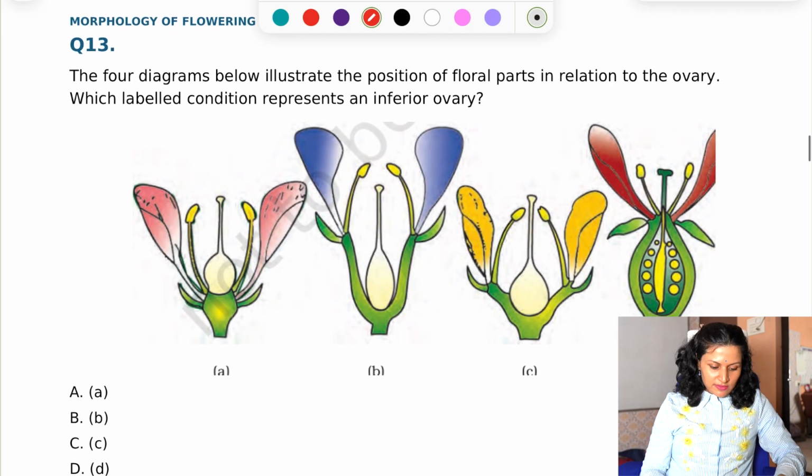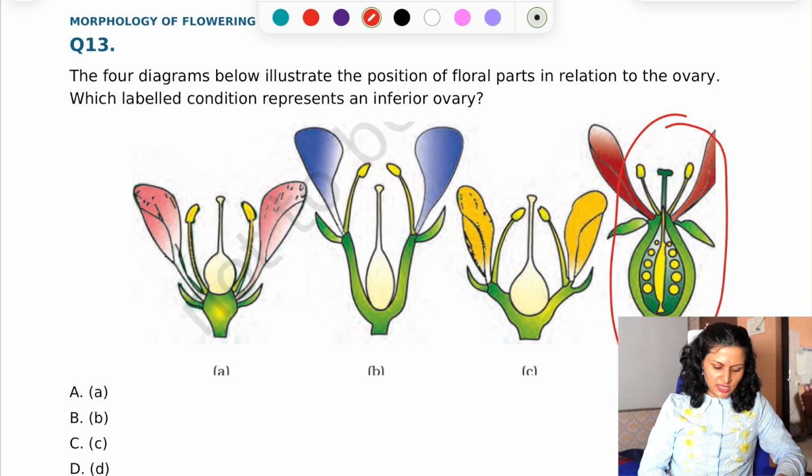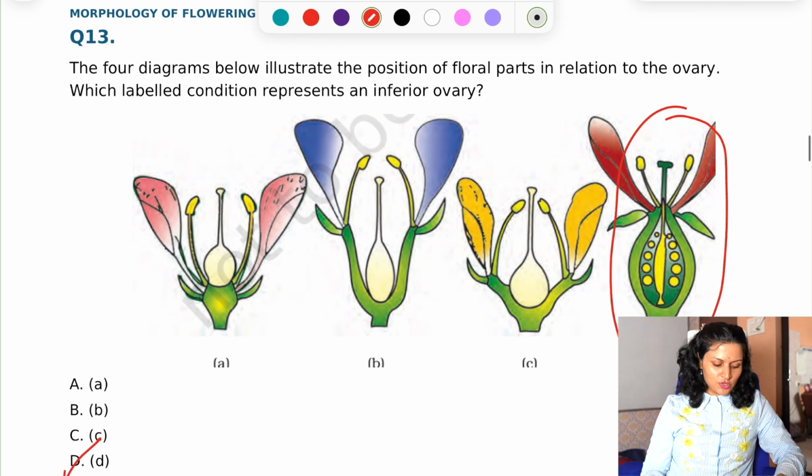Question 13. The 4 diagrams below illustrate the position conditions of floral parts in relation to the ovary. Which labeled condition represents inferior ovary? This is inferior ovary. Option D will be correct. Question 13, option D is correct.